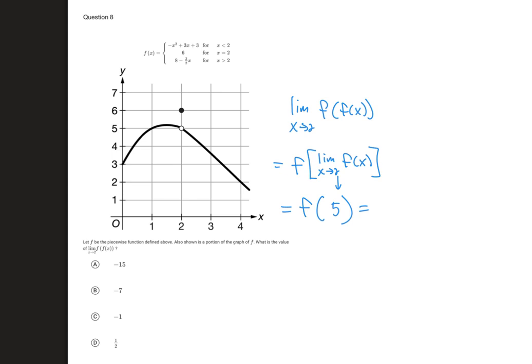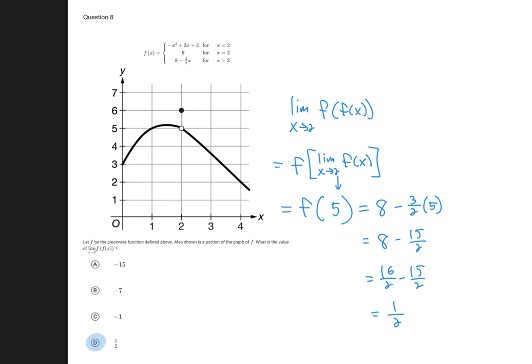So now we go up to the piecewise function, that's why they give it to us. So f of 5, here's f of x. 5 is greater than 2, so we'll use the last piece and plug in 5 into that. So 8 minus 3 over 2 times 5. Okay, that's what the graph looked like anyways. It looked like it was going to be a half.